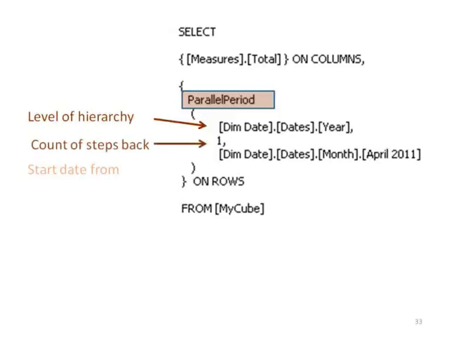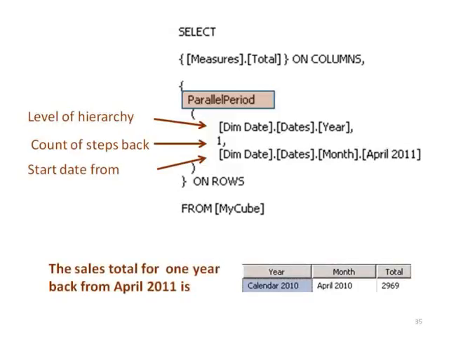Secondly, it's how many steps to go backwards in the hierarchy. To go back just 1 year, put 1. To go back 5 years, put 5. And finally, what date are we comparing from? So in this example, we are comparing from April 2011. Well, that's April 2010. Can you see how powerful this query is?